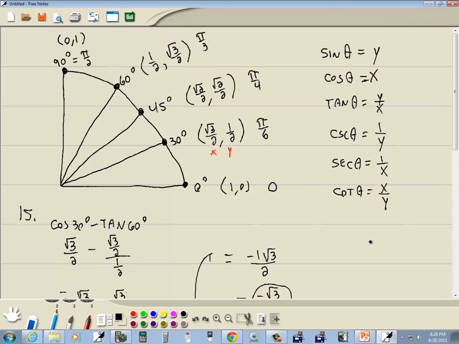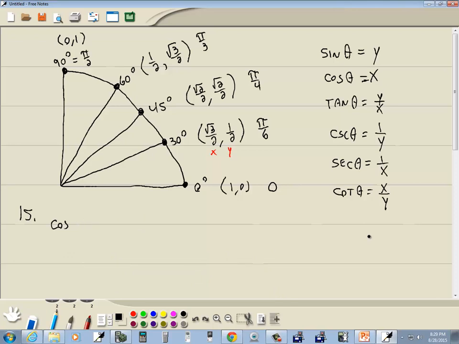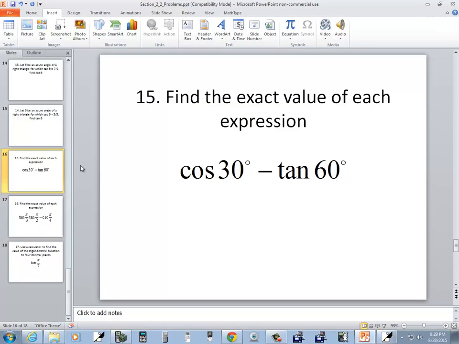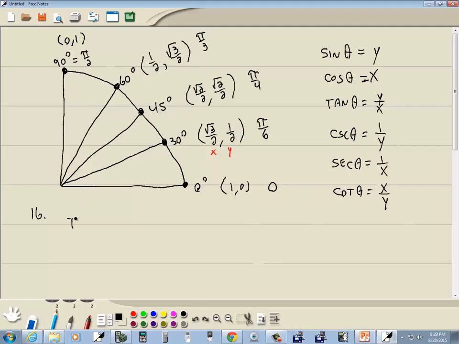Let's look at the next one. Let me clean that up. And problem number 16. We got tangent pi over 3, tangent pi over 2, minus cosecant pi over 4. Okay, pi over 3. Where's pi over 3? Pi over 3 is right here. So we're working with this point right here.